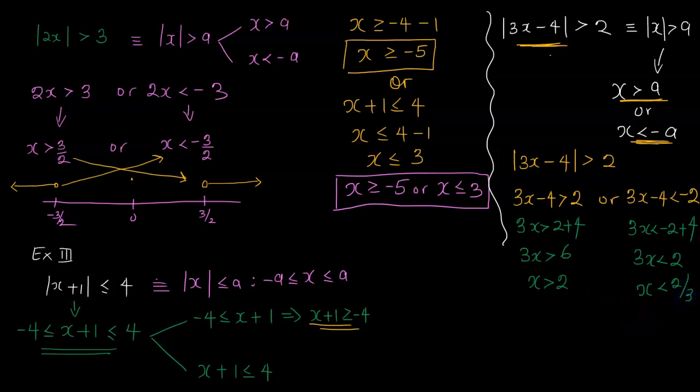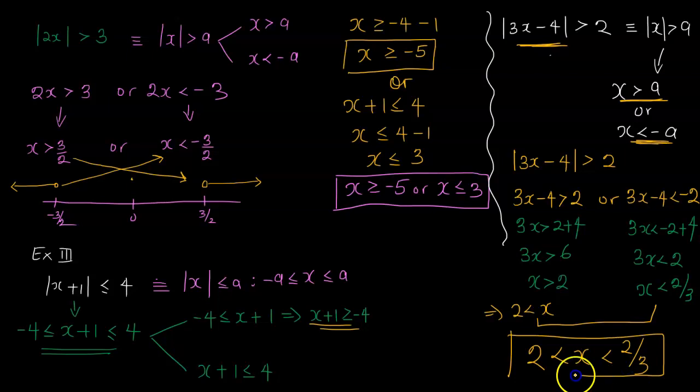So we can combine both inequalities. If x is greater than 2, what it means is that 2 is less than x. So we can combine 2 less than x and x less than 2 over 3. So this is just going to be 2 less than x less than 2 over 3. This is the solution of the inequality, the absolute value of 3x minus 4 greater than 2.